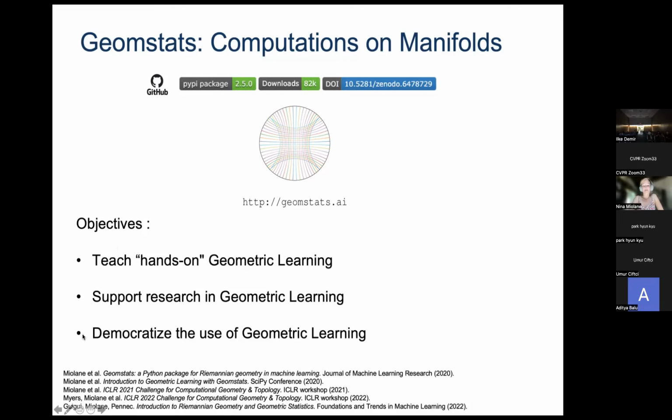And the last objective is to democratize the use of geometric learning, in other words, learning on manifolds. Because once these methods are incorporated into Geomstats, from a user's perspective, you only need to know the conversion that I just presented on the previous slides, and you can use all of these algorithms. So you do not need to know how a geodesic is implemented. You just need to know that the geodesic is a generalization of a straight line. So it allows to democratize the use of these methods.